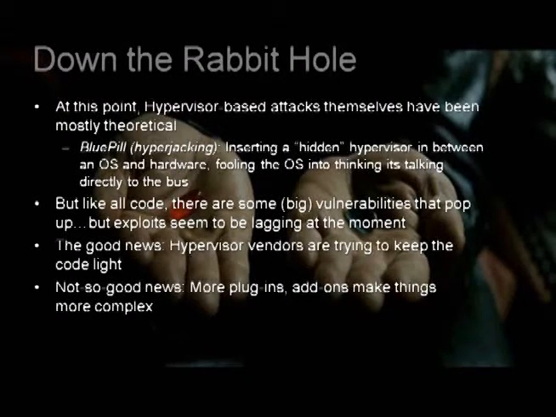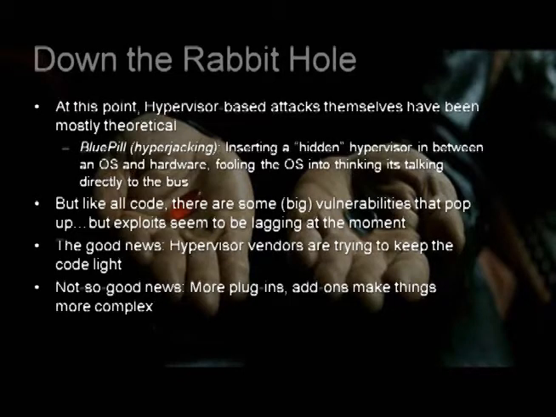You know, we've seen some theoretical stuff such as Blue Pill, which is called hyperjacking, and really what they're talking about is inserting a hidden hypervisor in between the OS and the hardware and trying to fool the operating system through emulation or paravirtualization or whatever, and thinking it's talking directly to the bus. And so, yeah, we've seen a little success of that, but nothing outside of the theoretical world. And a lot of security functions were really focusing on that. And so right now, it's mostly in theory.